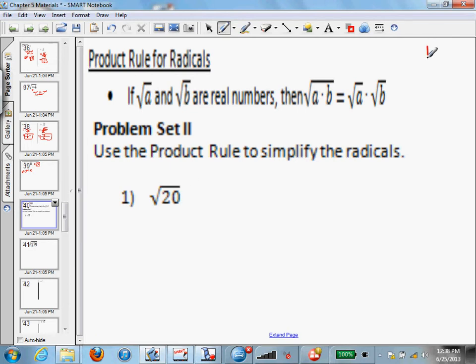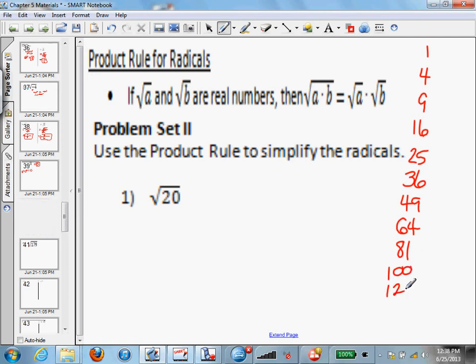Like 1 squared is 1, 2 squared is 4, 3 squared is 9, 4 squared is 16, 5 squared is 25, 6 squared is 36, 7 squared is 49, 8 squared is 64, 9 squared is 81, and 10 squared is 100, and 11 squared is 121, and 12 squared is 144. So try to break these things in the radicals into these kind of numbers.